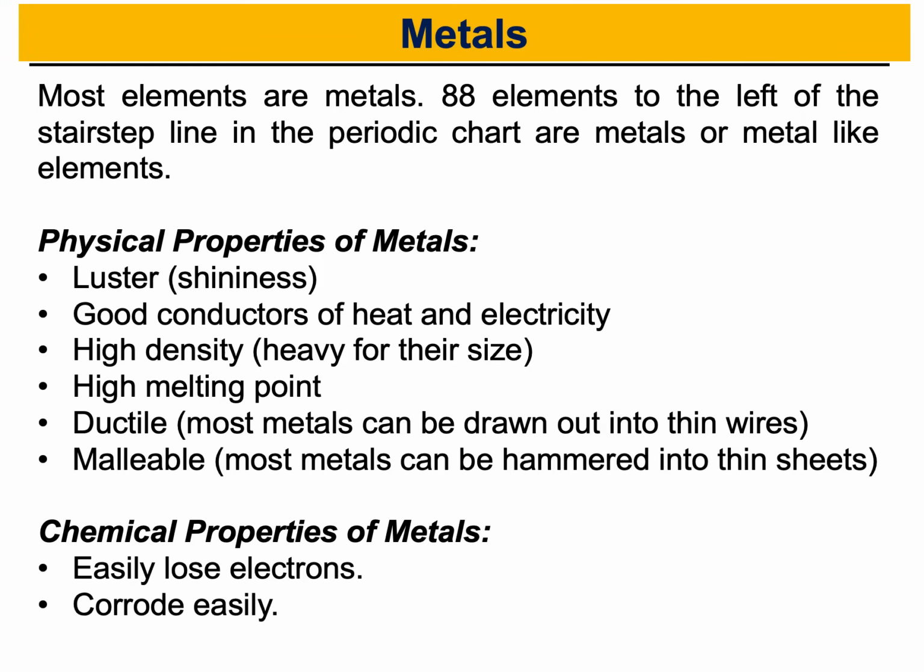The chemical properties of metals: they easily lose electrons under certain conditions, and they corrode easily. We will discuss corrosion later on. Corrosion is an electrochemical reaction. So we have a chemical reaction, and there is an electrical unit that is formed, resulting in corrosion, and we're going to discuss that in detail.